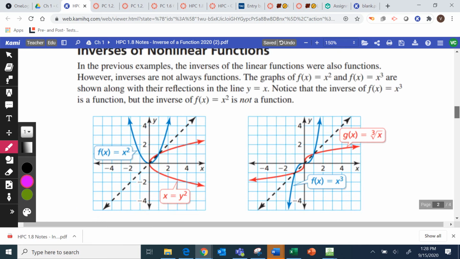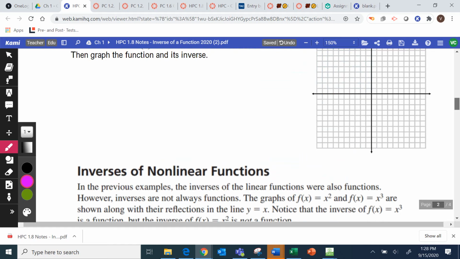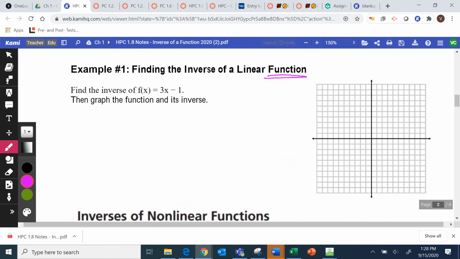Next is nonlinear. So this is where we'll start. Now, I'm using the word functions, and we've been using the word function a lot in Chapter 1. We're going to write our inverse as a function, but only if it is a function. So a line, when I find the inverse of that, it's going to be another line. Those are going to be functions.